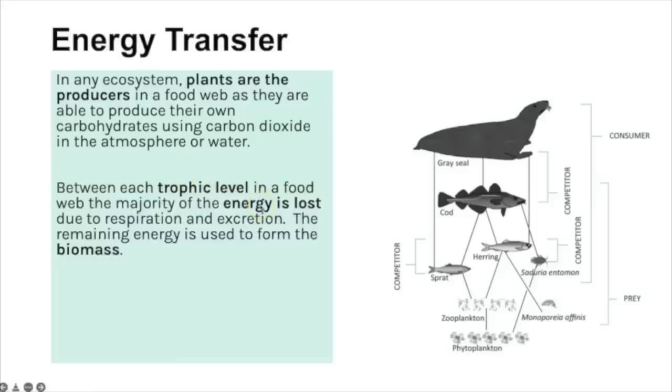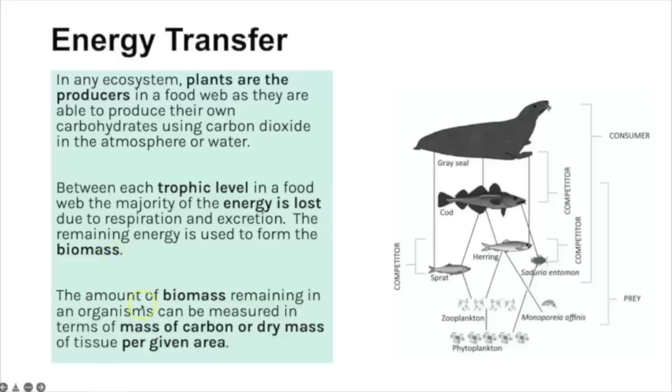Between each trophic level, which is the term of what we call each stage in a food web, the majority of energy is lost, and that is due to respiration and excretion. The remaining energy is used to form the biomass. And the biomass is the mass of carbon within the organism, or you can describe that as the dry mass. Now that is a key term, so definitely learn that definition. And we give biomass per given area, so it can be a fair comparison between organisms.